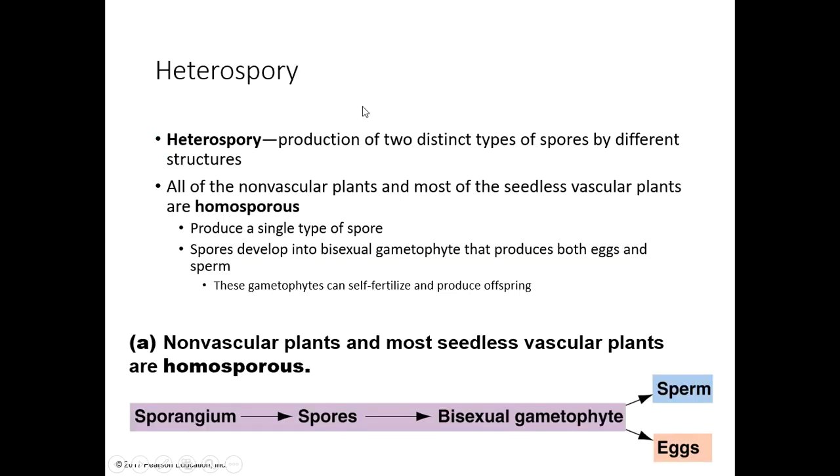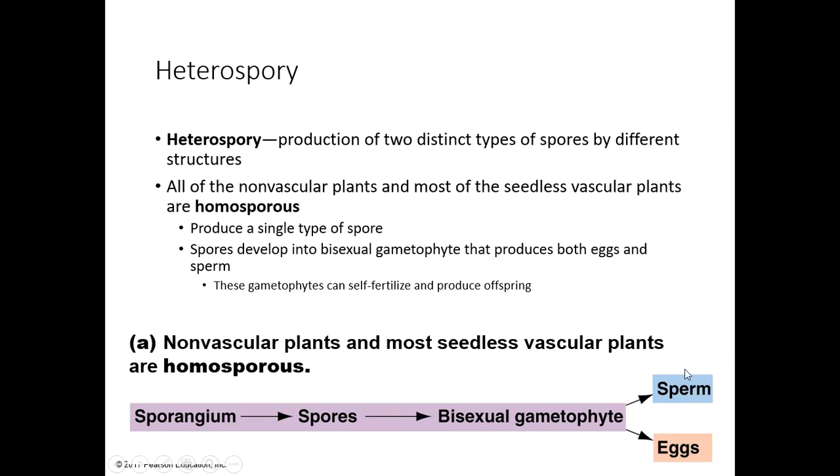So there's two ways in which we look at plants producing spores: heterospory and homospory. Heterosporous or heterospory means hetero, that prefix means two different or two distinct types. Homo means the same. So if we have two distinct types of spores produced by different structures, it's heterospory. And in terms of non-vascular plants and seedless vascular plants, they produce a single type of spore that's going to develop into a bisexual gametophyte that's going to produce both eggs and sperm. So this is going to be much more simple. We've got our sporangium, which produces spores.